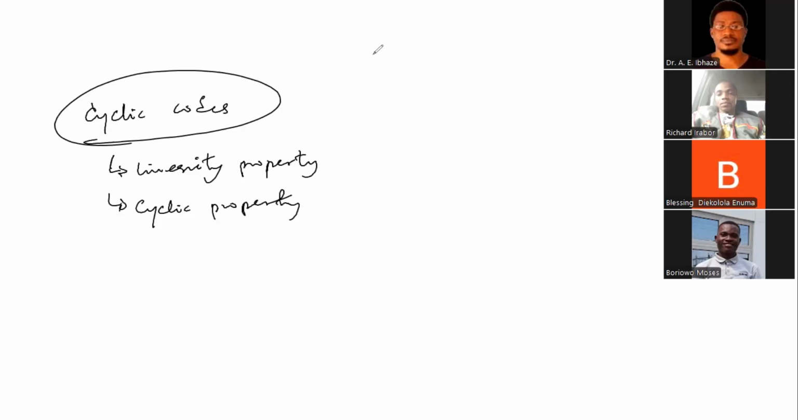And then for the cyclic property, any cyclic shift of a code word in the code is also a code word. Okay? So should there be a shift, that shift is going to also give us a code word. So a cyclic code is a lateral or cyclic shift of one another. And this applies in OFDM schemes and all of that.